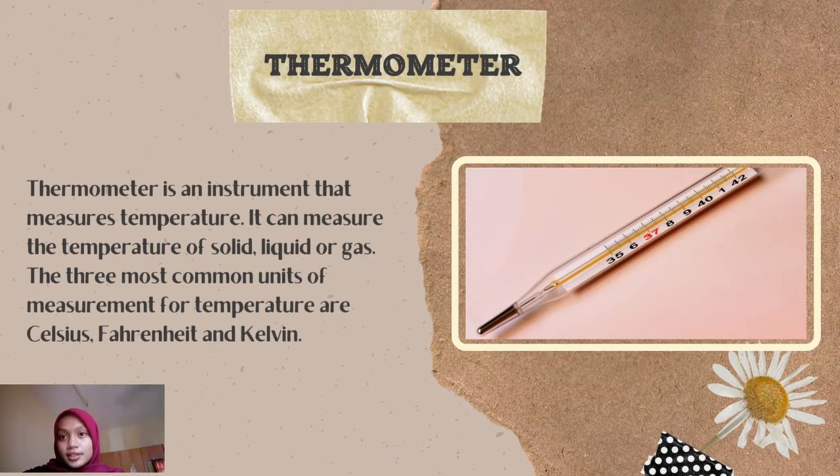Next, thermometer. A thermometer is an instrument that measures temperature. It can measure the temperature of a solid, such as food, a liquid, such as water, or a gas, such as air. The three most common units of measurement of temperature are Celsius, Fahrenheit, and Kelvin.